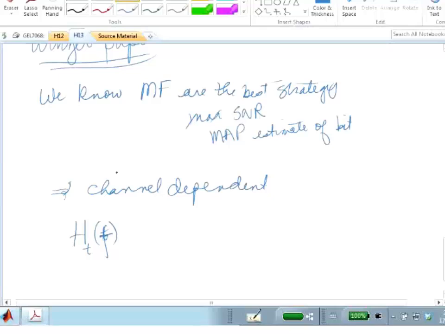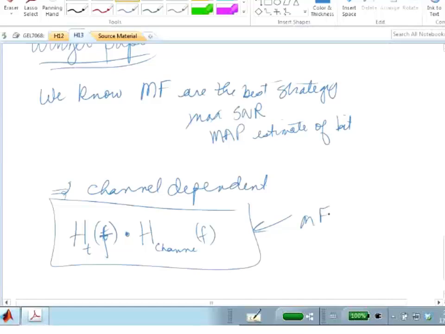I'm going to do it in the frequency domain: the pulse shape times the channel response. And this is what the matched filter should be matched to. And sometimes I just don't know the channel. Ignoring the channel is not at all a low pass, it's all pass, so putting in an all pass is not a good idea. So often the matched filter is not necessarily practical.